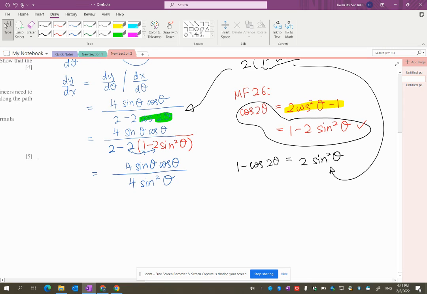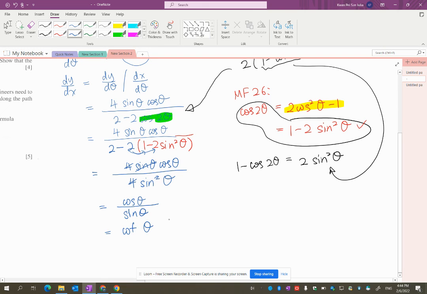Okay, so now we're going to cancel like terms. So we are left with cosine theta over sine theta, which gives us cotangent theta. Now, because this is a show question, I'm not going to skip steps. So let me very clearly show that this is cosine theta over sine theta, which gives cotangent theta.